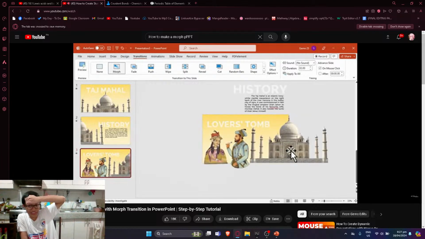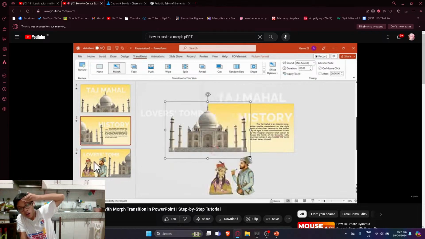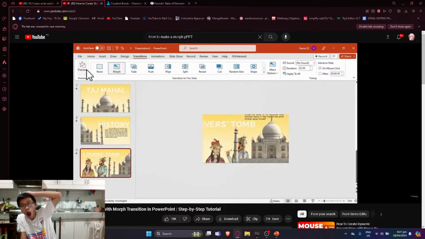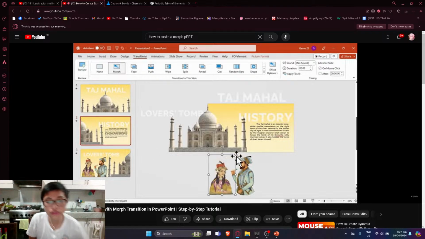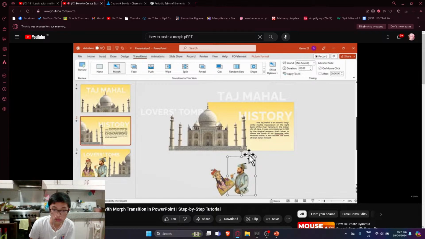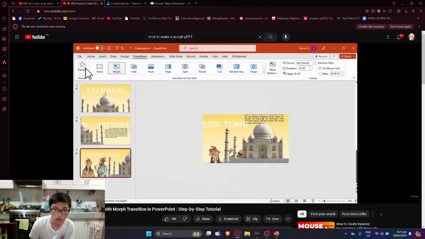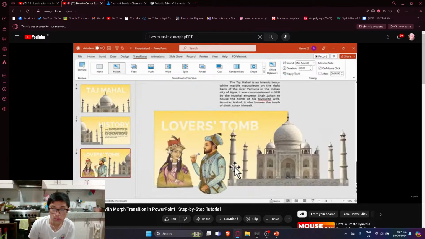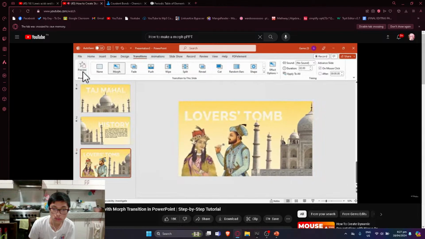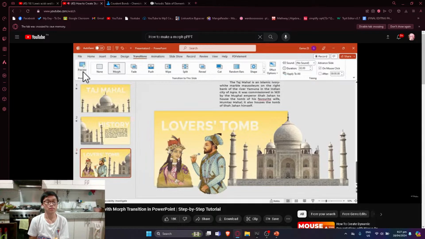Whoa, this is cool. Now let's try to adjust the layering for this Taj Mahal for a more seamless result, and that's perfect. We can also resize these pictures or rotate them for a more dynamic effect for the morph transition. And here's the preview. Keep in mind that morph transition will help you make smooth animations, transitions, and object movements across the slides in your presentation.